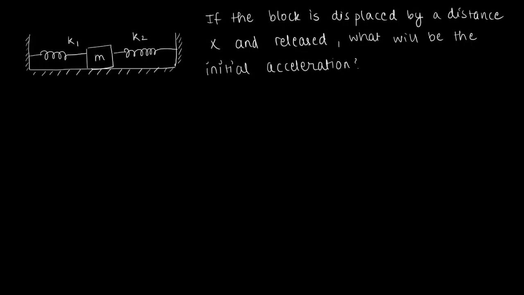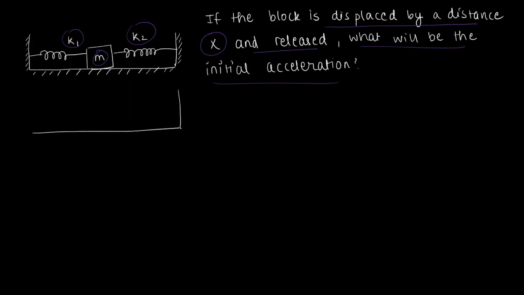We have here a block of mass m, and it's connected to two springs having spring constants k1 and k2. It is displaced by a distance x and then released. What will be its initial acceleration? So from the mean position, this block is disturbed by a distance x.